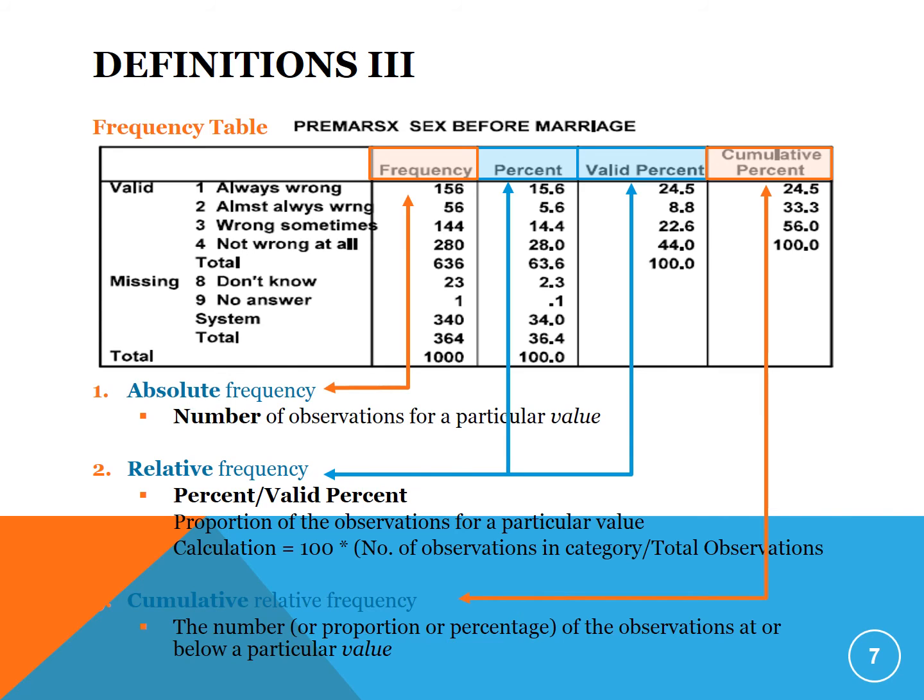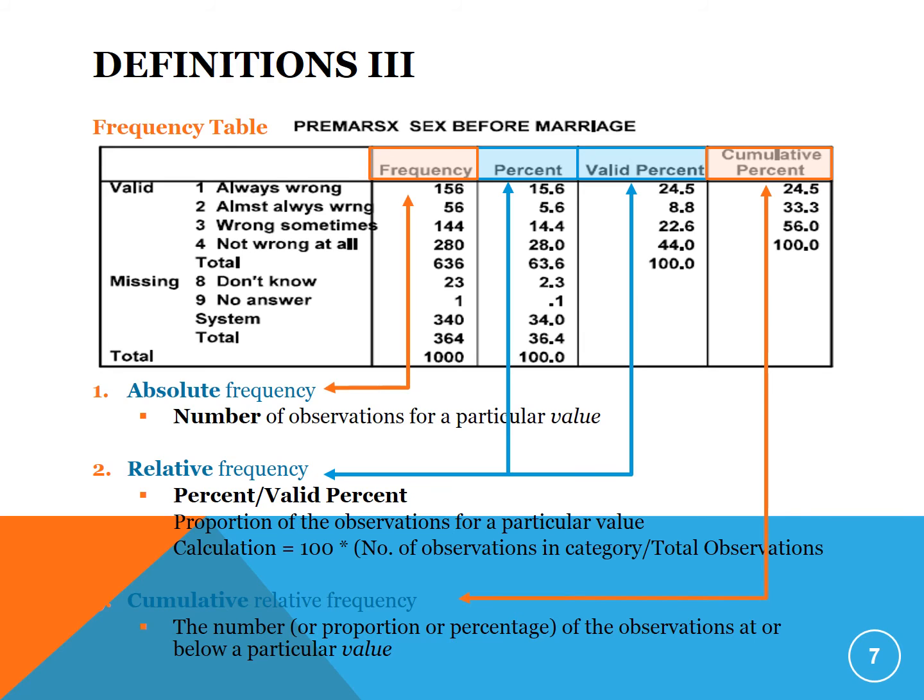Okay? What percent of the people that we wanted to survey, that's 1,000 people, what percent of that said, I don't know, I just don't know? Well, we take 23 and we divide it by that total, so we get 2.3% said that. 2.3% said, listen, I don't know. I have no clue what I think about premarital sex.